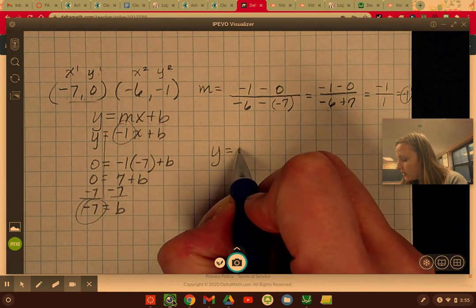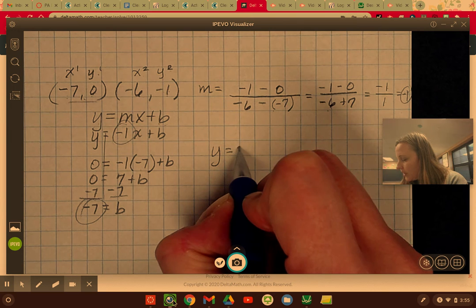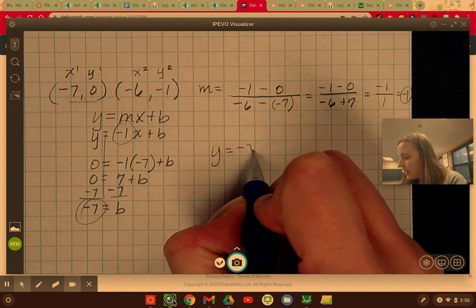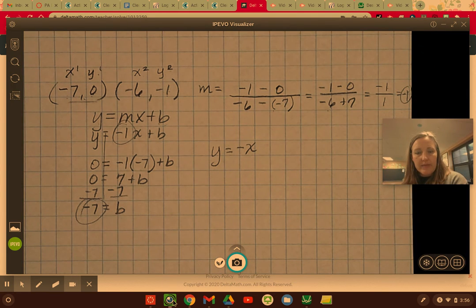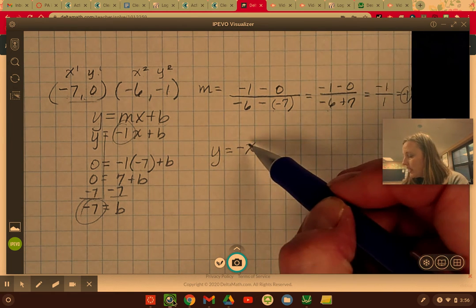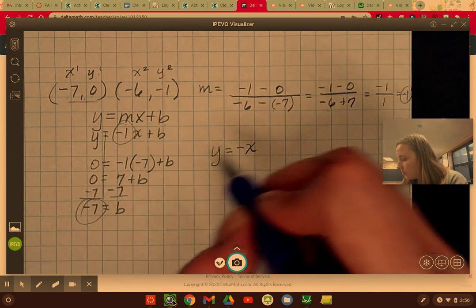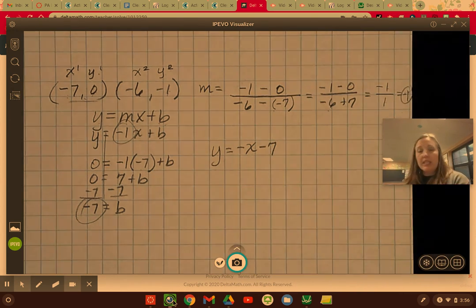Y equals -1x. Could I just make that -x? Because most of the time in math, ones are invisible a lot of times, right? Y equals negative 1x minus 7, right? Because the y-intercept is negative. So I've done all my work. Y equals negative x, or the opposite of x, minus 7.